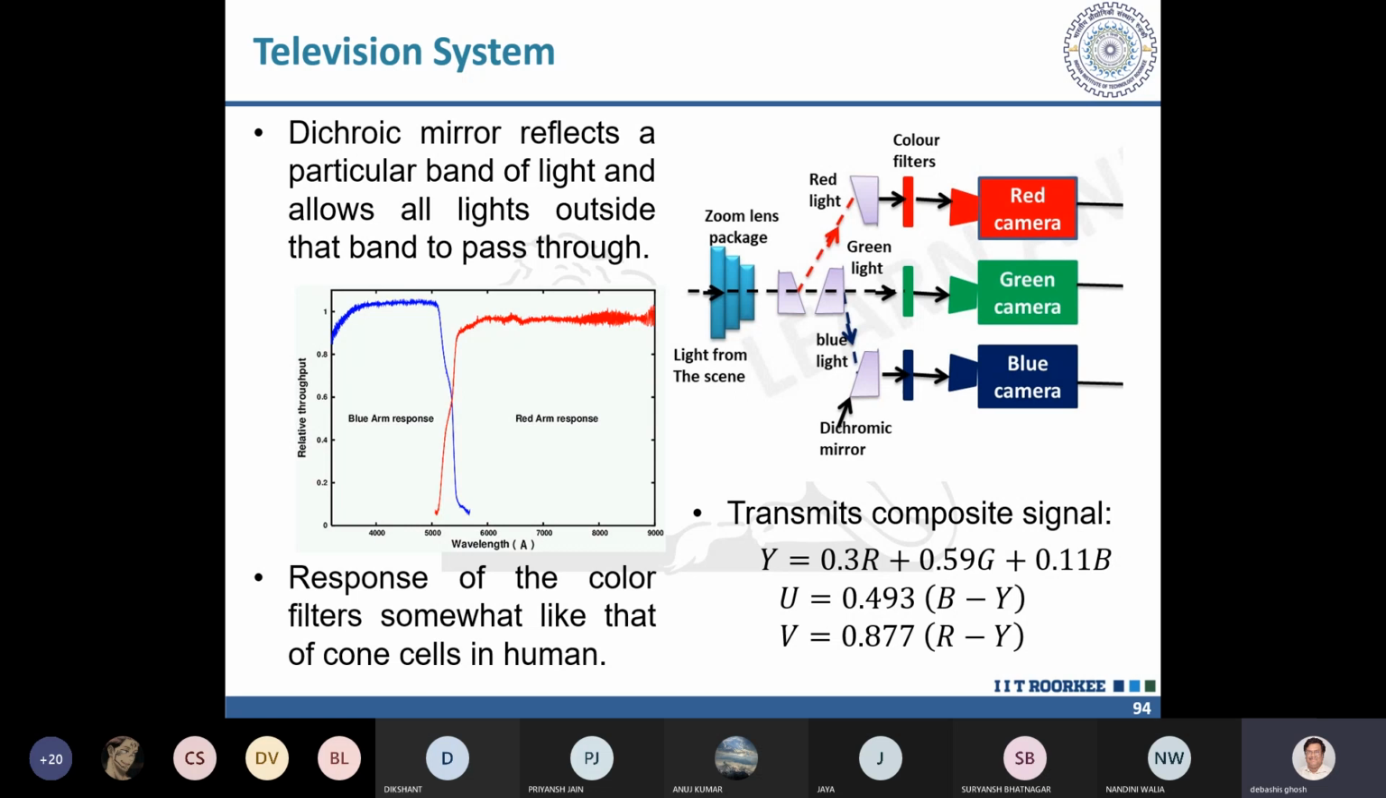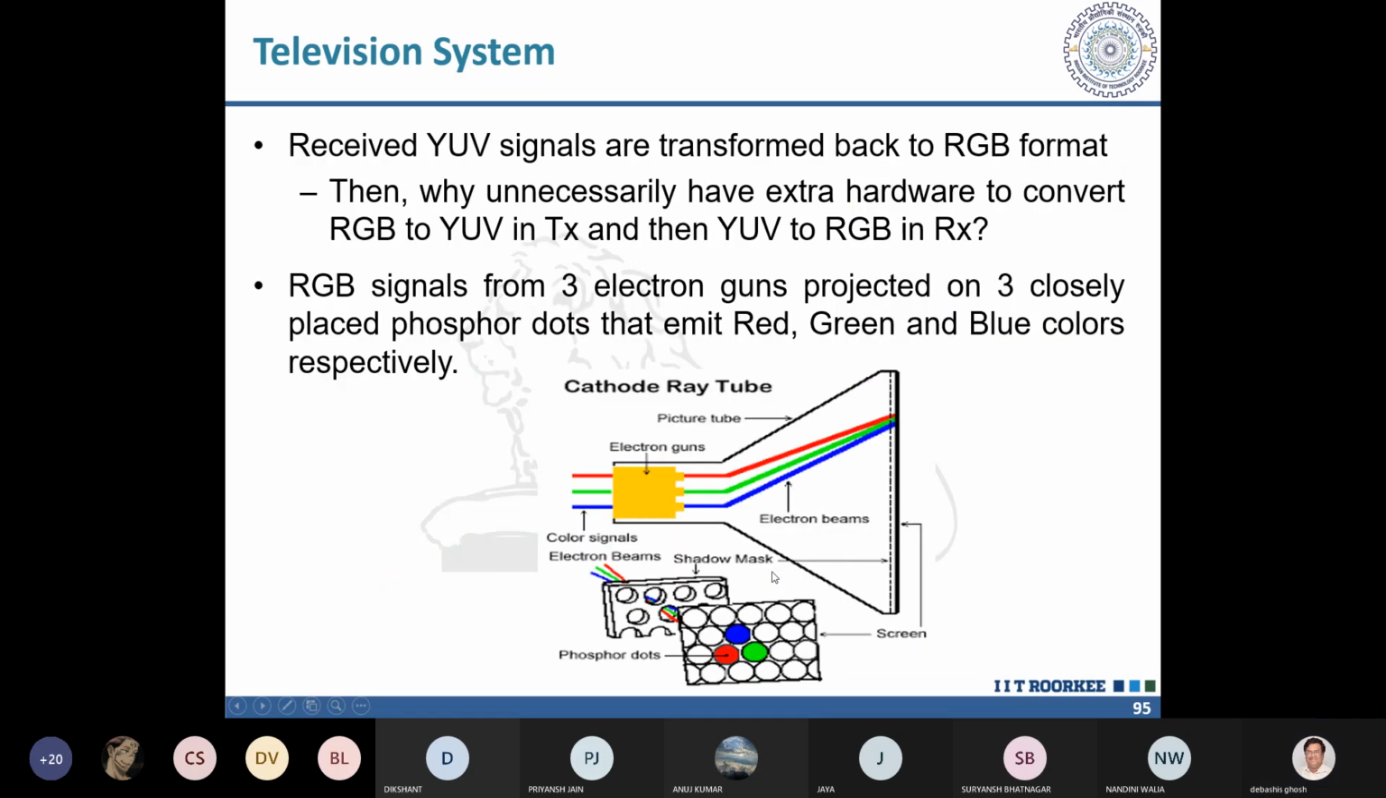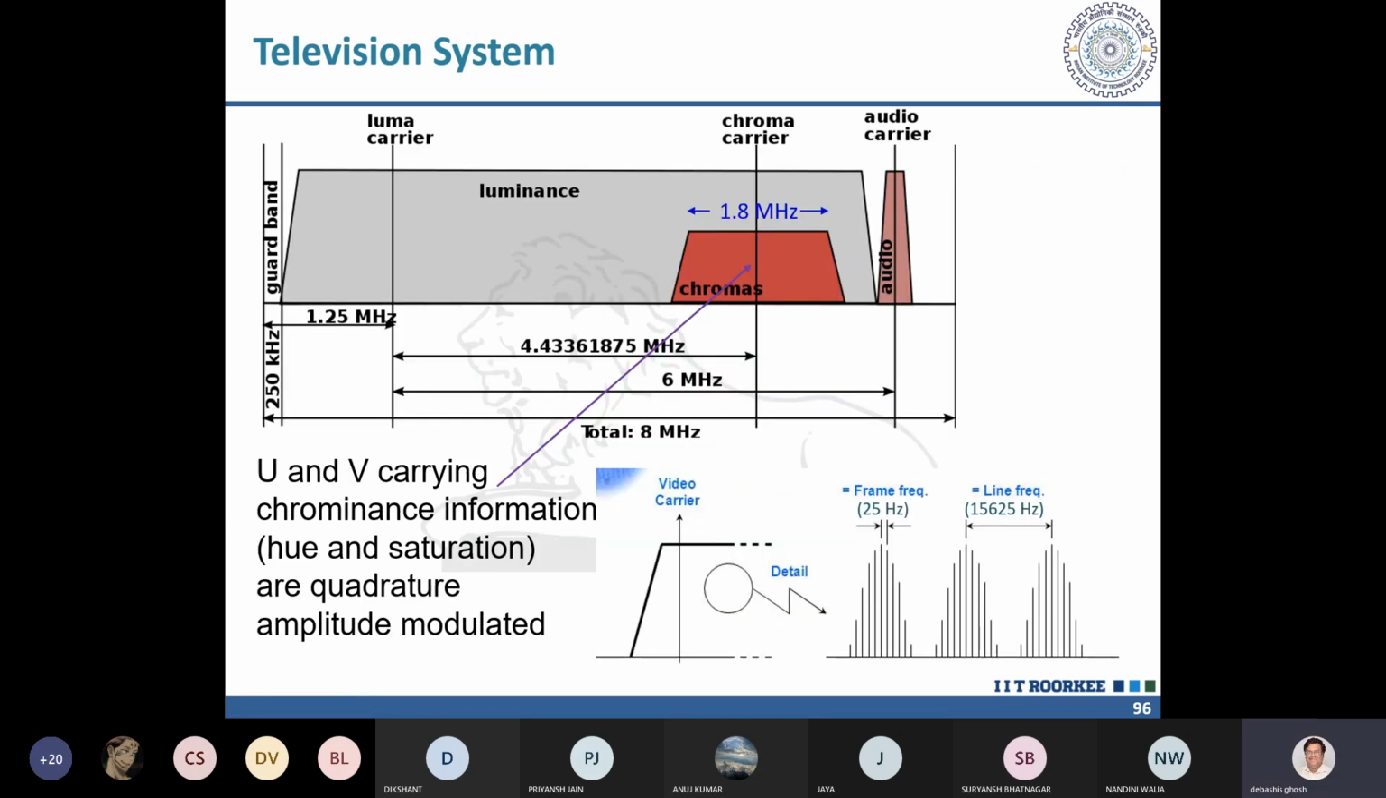And that's why this relative brightness weightage has been taken for RGB to produce the brightness signal Y. So that's more or less about the television system, and this is the television broadcasting spectrum, the wavelengths, the frequency ranges that are used by the television set.